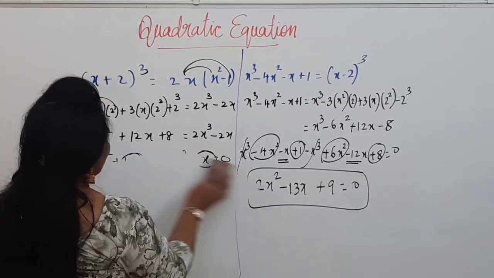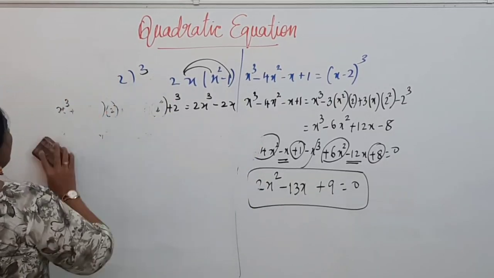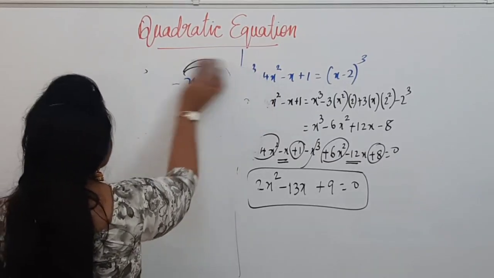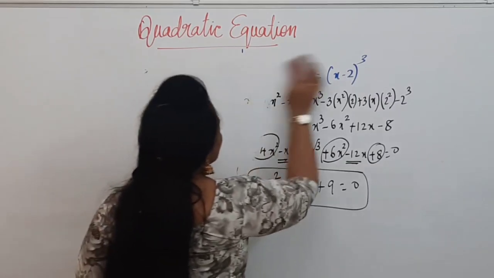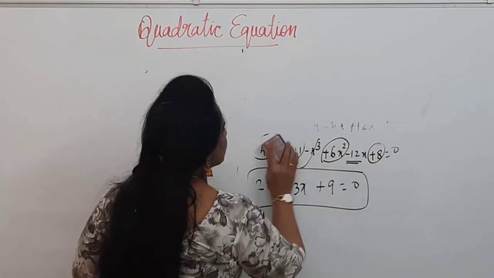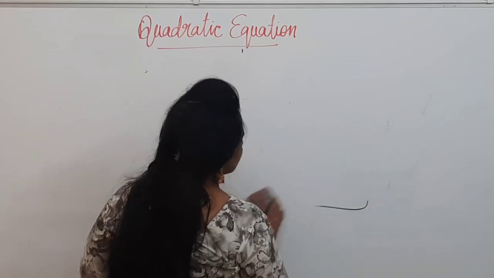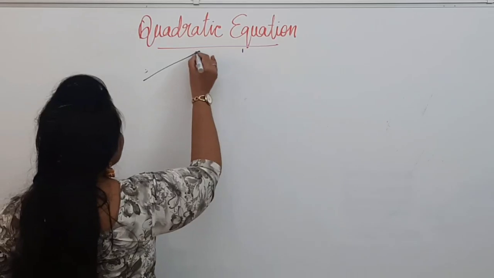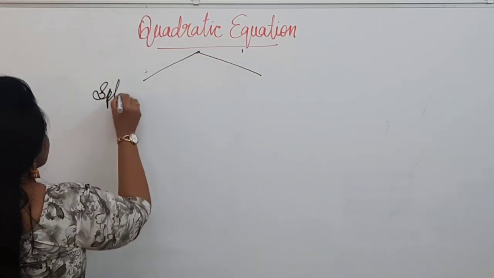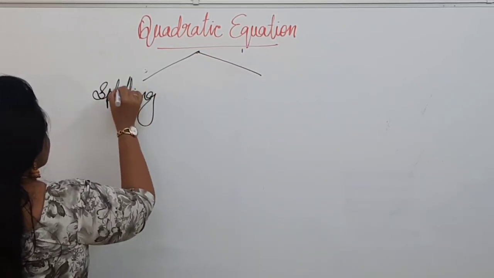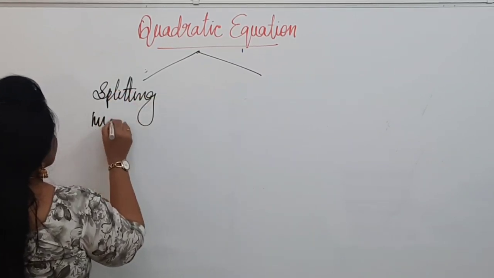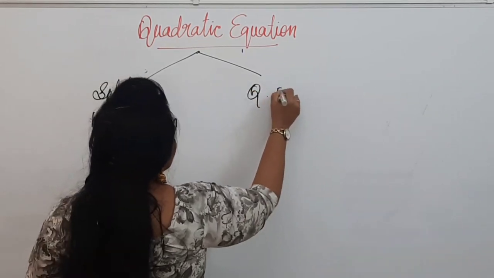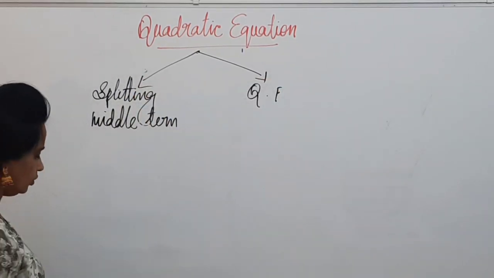Now, I told you there are 3 methods for finding the quadratic equation solution. But one method is deleted, that is the completing the square method. Now, we are going to concentrate only on 2 methods, that is the splitting the middle term method and the quadratic formula method. So, there are only 2 methods. One is splitting the middle term, and the next one is the quadratic formula method. So these are the 2 methods that we are going to see.